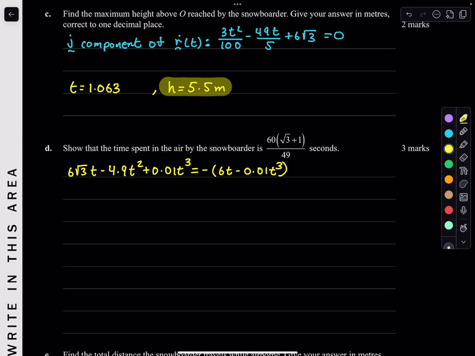So let's break this question down. I'm going to expand this out because we are trying to show it. So it's plus 0.01 t to the power 3 is equal to negative 6t plus 0.01 t to the power 3. Can you see how there's 0.01 t to the power 3 on both sides? We can actually cancel these out. There it is.